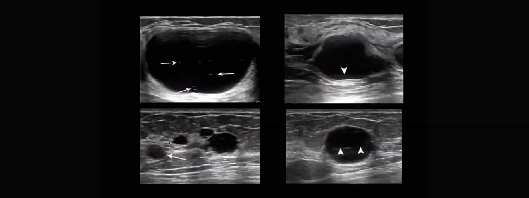Now, there are different scenarios. If we have an isolated complicated cyst, meaning just a single one with uniform low-level echoes, like the one I showed you here, this can sometimes mimic a solid mass, so you can recommend follow-up and give it BI-RADS 3. If the cyst is palpable, then it's BI-RADS 4.